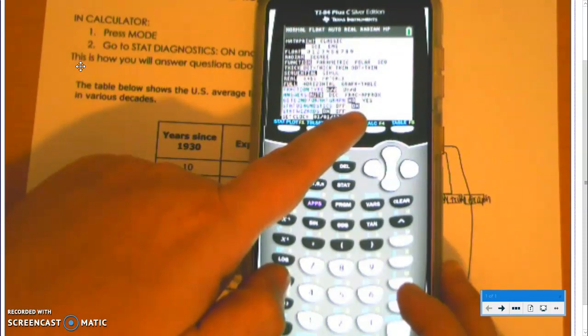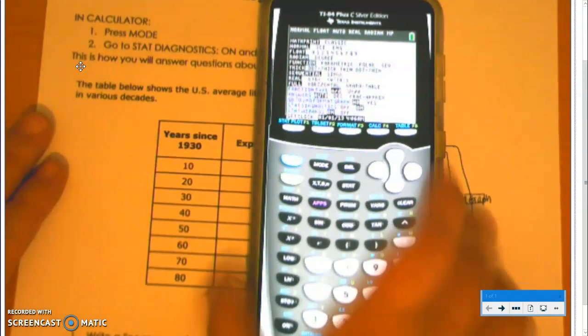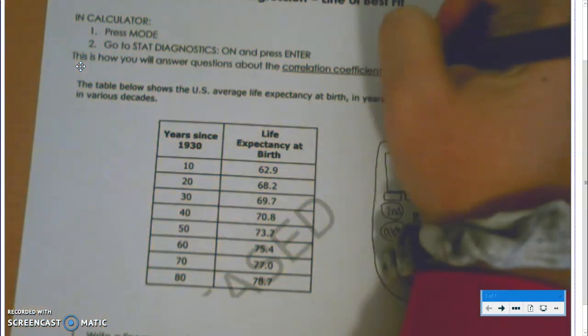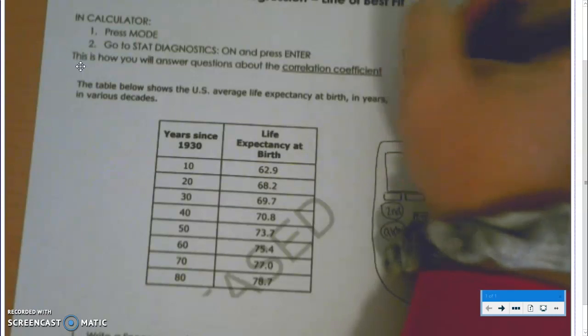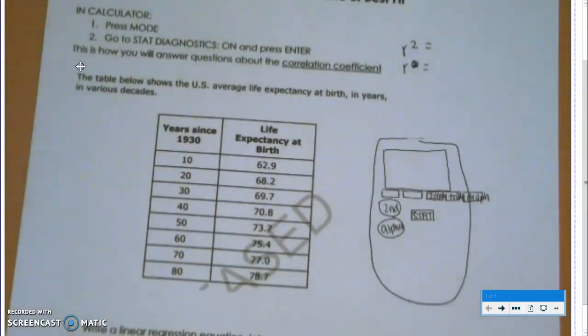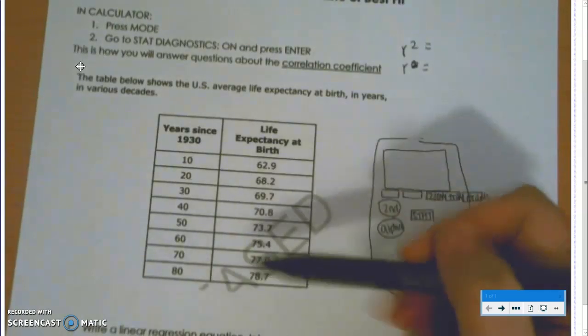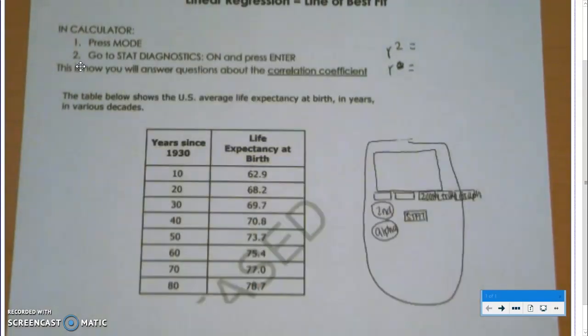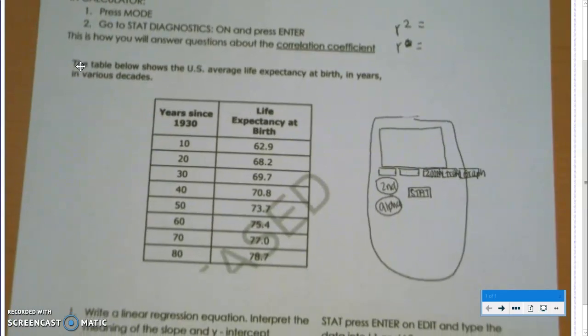What that's going to do is pull up an extra number. One of them will say R squared and one of them will say R, and that is called the correlation coefficient. I don't have any questions like that today, but if you get a question with a table and it asks you for the correlation coefficient, these are the directions you follow to get it to show up on your screen.